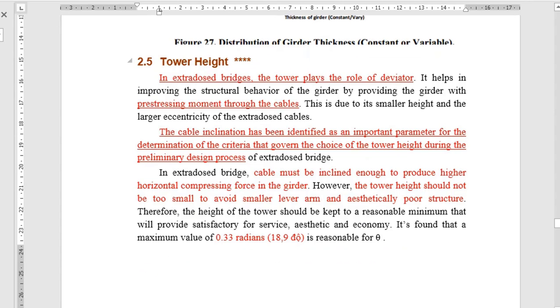Tower height. In extradosed bridges, the tower plays the role of deviator. It helps in improving the structural behavior of the girder by providing the girder with pre-stressing moment through the cables. This is due to its smaller height and the larger eccentricity of the extradosed cables. The cable inclination has been identified as an important parameter for the determination of the criteria that govern the choice of the tower height during the preliminary design process of extradosed bridge.